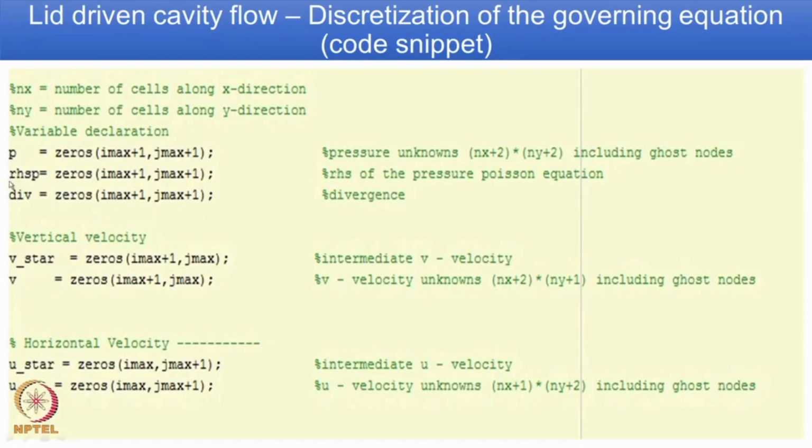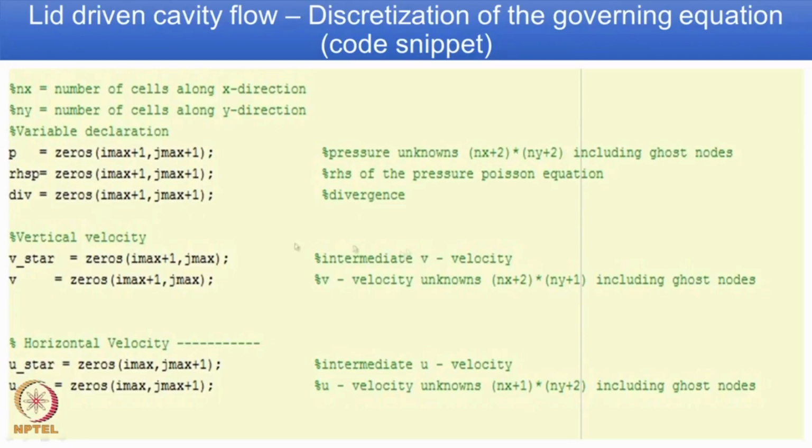Then this is RHS P. In the pressure Poisson equation, you have a source term on the right hand side, and that is what is defined here as RHS, and it is again initialized with zeros of I max plus 1 and J max plus 1. Then we have to calculate the divergence, and that is also stored. Vertical velocities are actually V. So, V star is a temporary velocity which is the first step in the projection method.